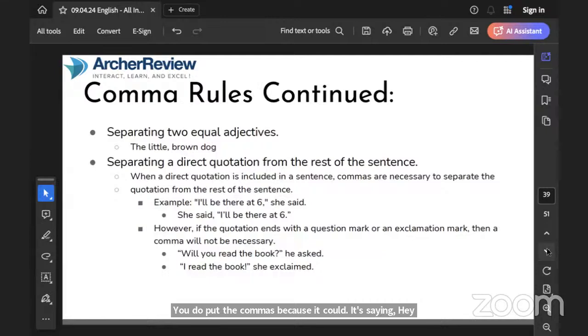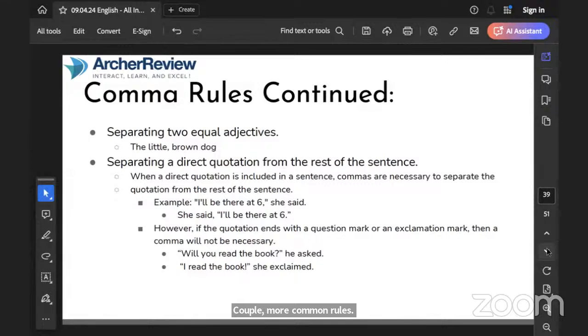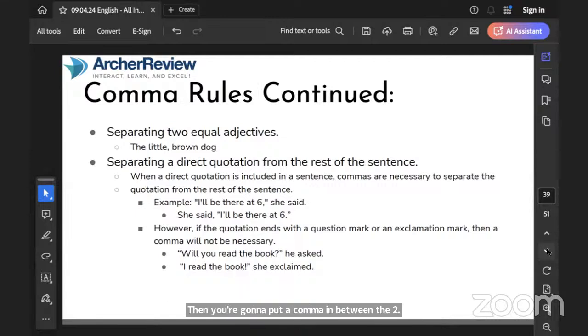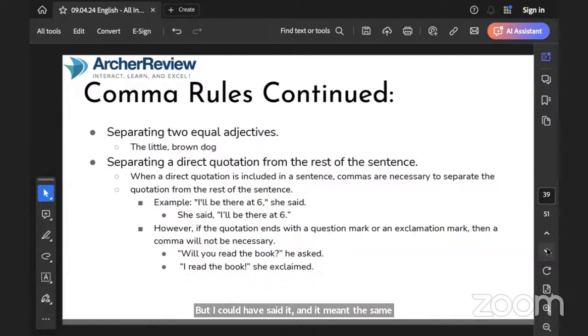Couple more common rules. If you have two adjectives that are of equal value, they mean the same thing, then you're going to put a comma in between the two. So, "the little, brown dog." Well, I could have said "the brown, little dog." I mean, it doesn't flow as well, but I could have said it and it meant the same thing. So I put a comma between them.